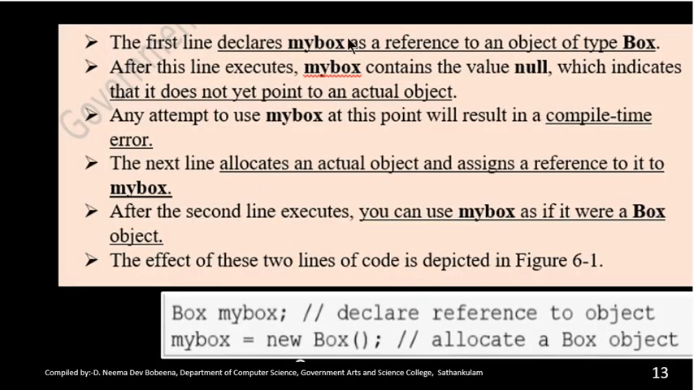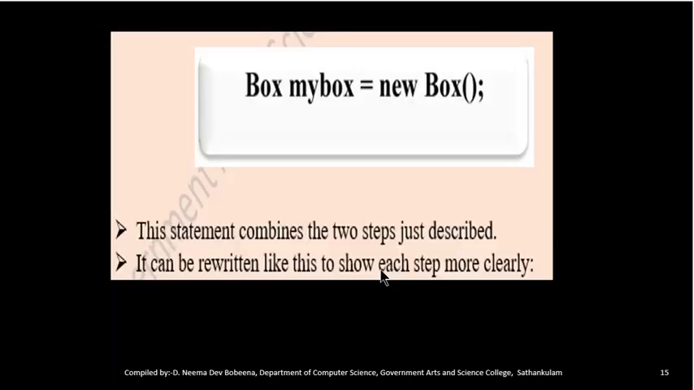The first line declares myBox, a reference to an object of type Box. This myBox contains a null value, that is, it does not point to an actual object. When the second line gets executed, it allocates an actual object and assigns a reference to it to myBox. We can combine those two steps together like this: Box myBox is equal to new Box. In normal programming we'll use this form only.